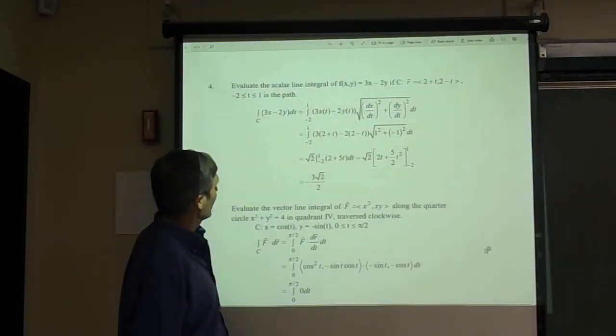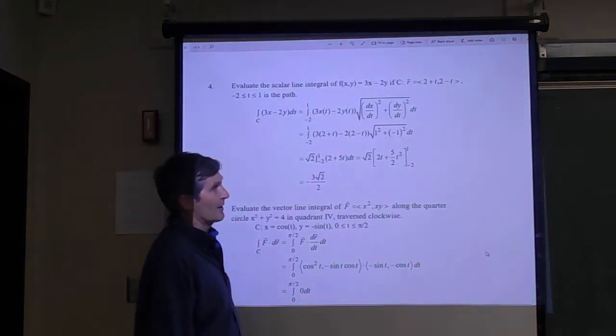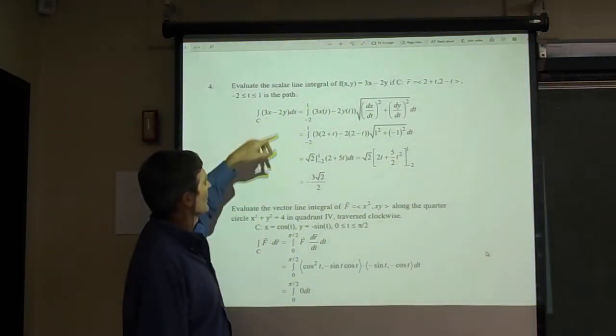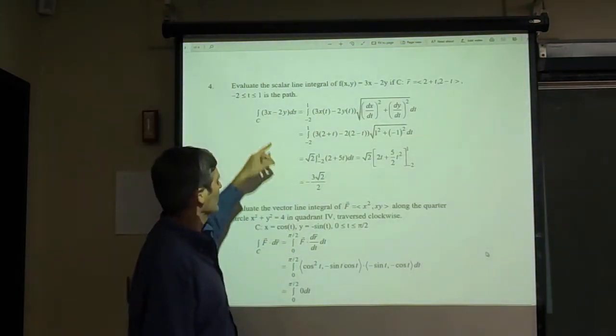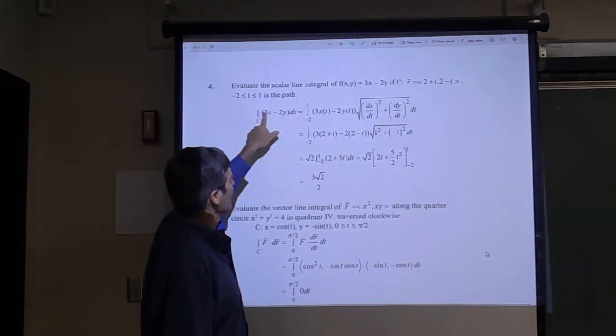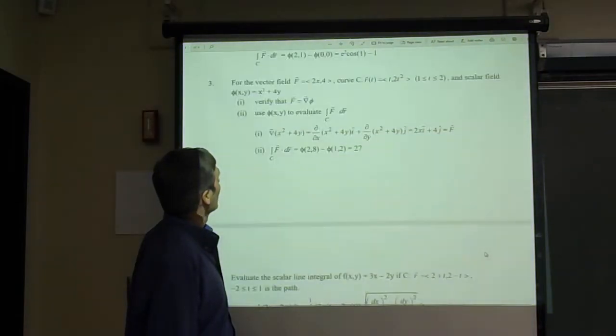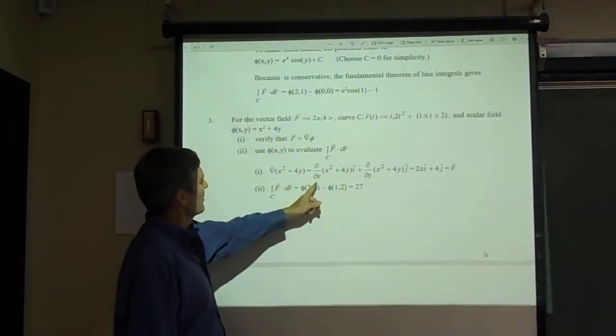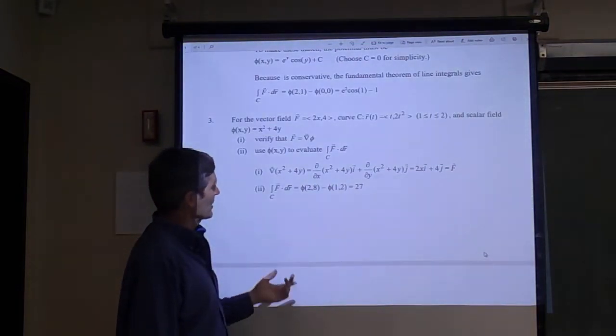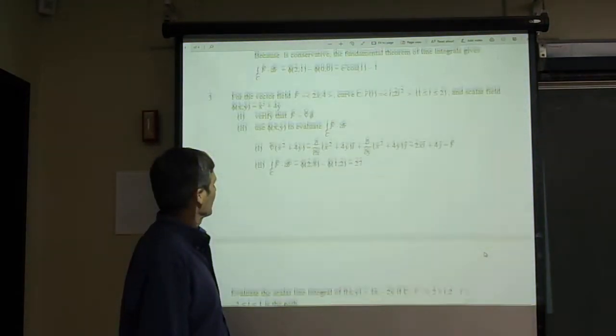How about this one? Evaluate a scalar line integral. Remember, there's a vector line integral, and there's also a scalar line integral. That's just integrate whatever function it is, ds. So if I say do the scalar line integral, I'm going to give you a function, and you just take the integral ds. If I give you a vector line integral, if it's conservative, you can evaluate it with a potential. But if it's not conservative, I'll show you how to do that shortly in one of the upcoming problems.